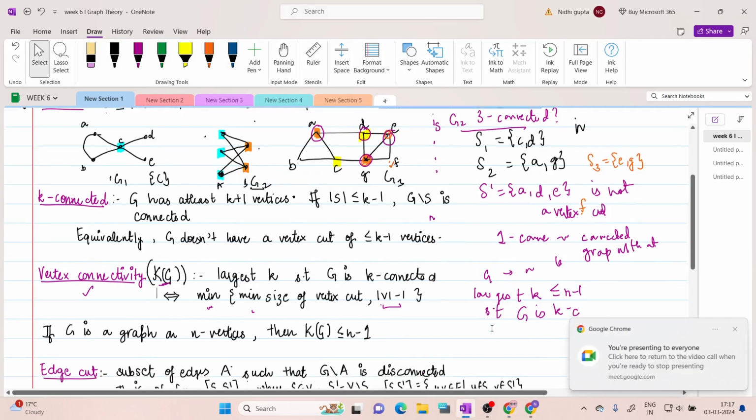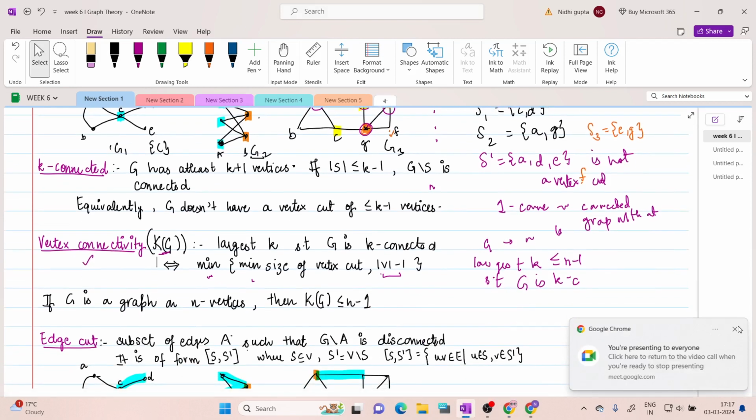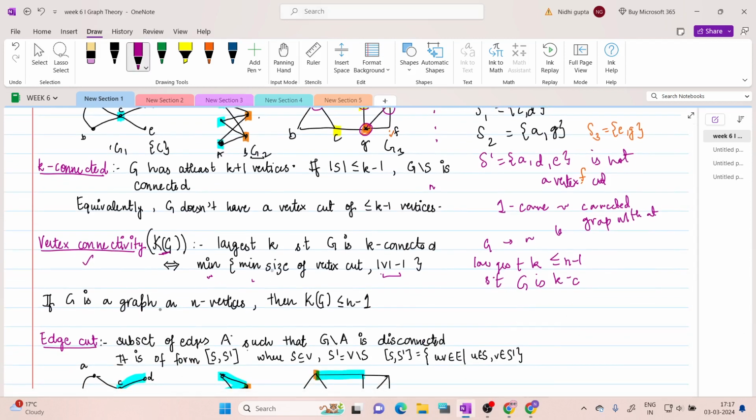So by the definition, you can see that if G is a graph on n vertices, then the vertex connectivity has to be less than or equal to n minus 1. Because what is the definition of vertex connectivity? It is the largest k, less than or equal to n minus 1, such that G is k-connected.